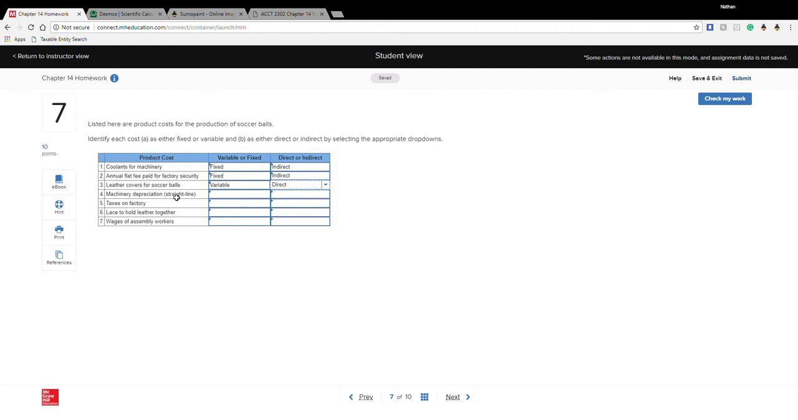Machinery depreciation, keyword straight line. Well, that's fixed. Straight line's always fixed, and that should be indirect. Reason why, again, it's dealing with the machinery. It's not dealing with an actual direct cost of the product. Taxes on factory, usually fixed. That one can swing either way, but for connect purposes it is fixed, and it also is indirect.